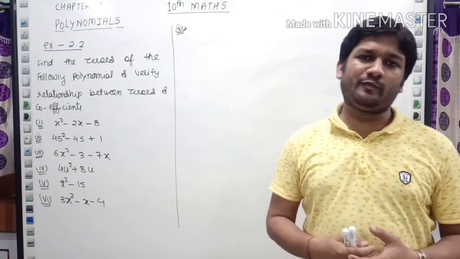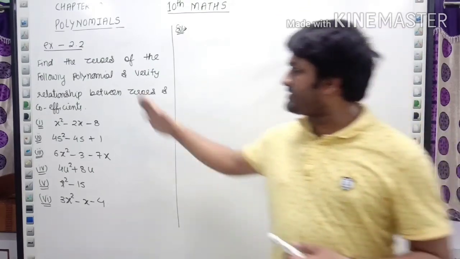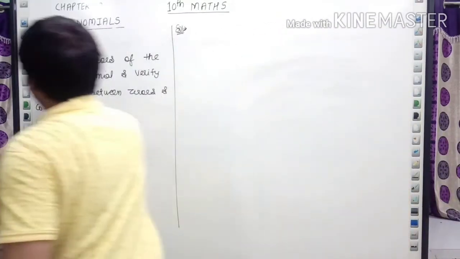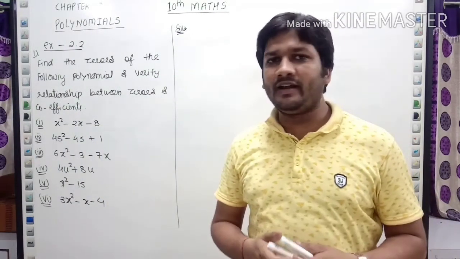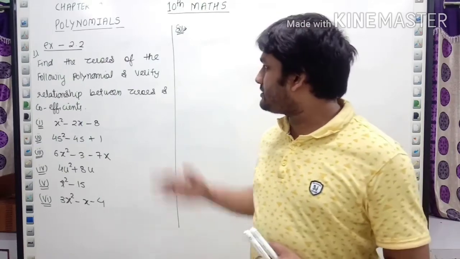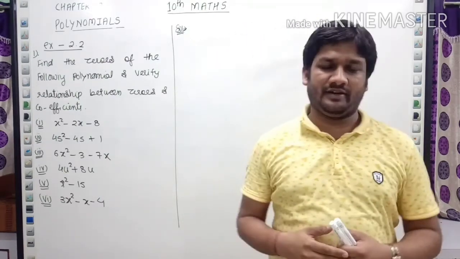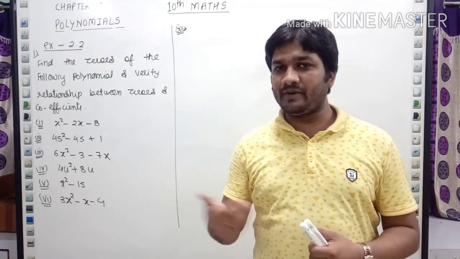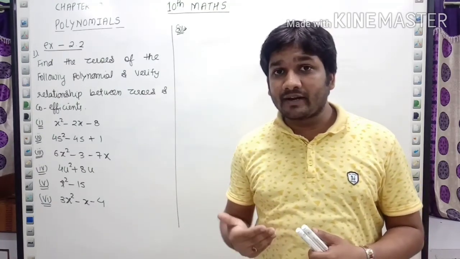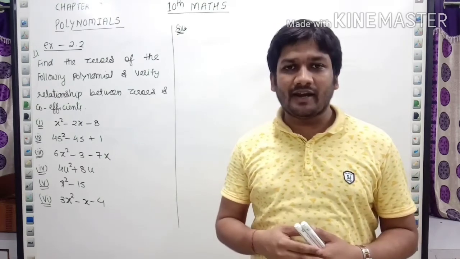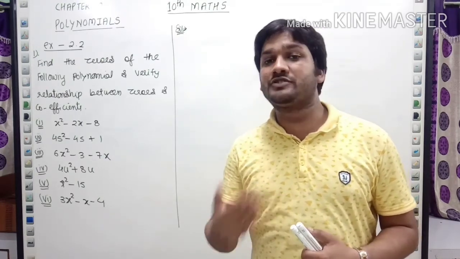Exercise 2.2 of polynomials. This is the first question that we have in polynomials. Find zeros of the following polynomial and verify the relationship between zeros and coefficients. As I have discussed in my previous video, the relationship between zeros and coefficients: remember, alpha plus beta is minus b by a, alpha into beta is equal to c by a.